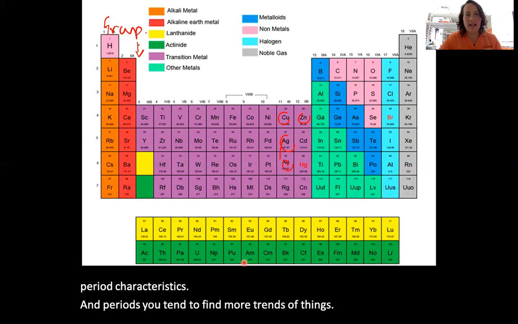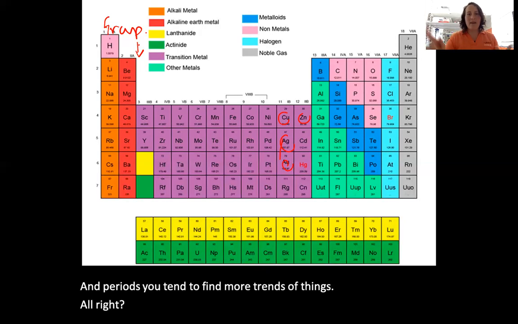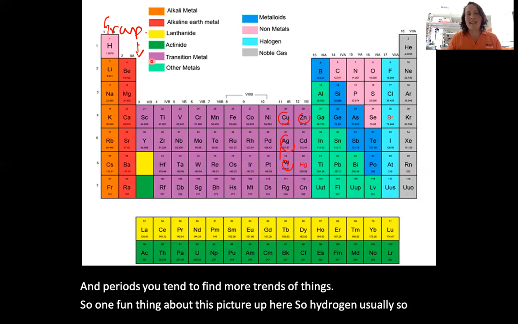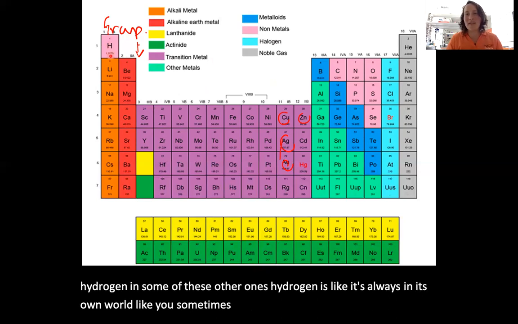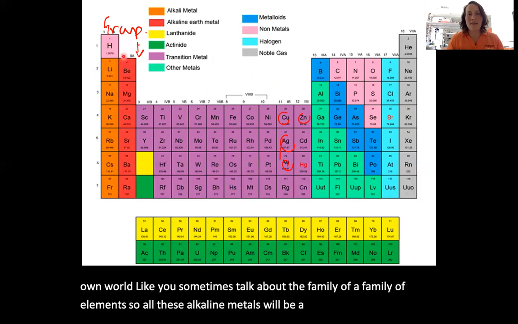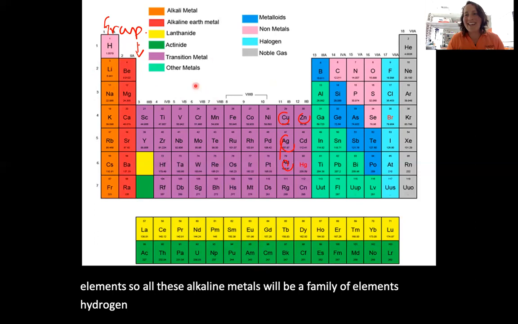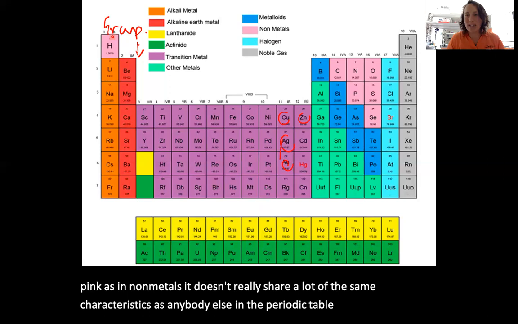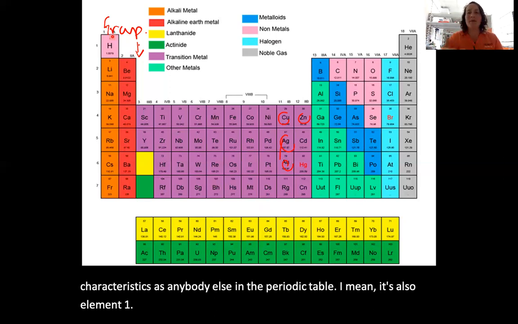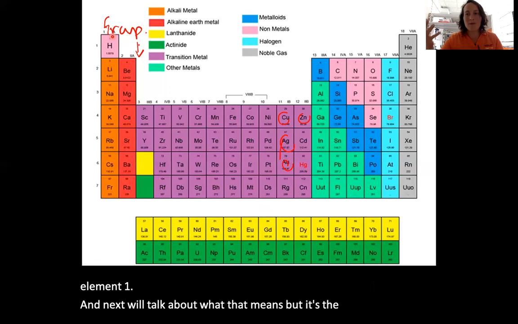One fun thing about this picture up here. Hydrogen is always in its own world. You sometimes talk about a family of elements, so all these alkali metals will be a family of elements. Hydrogen is just super unique, and even though it's colored pink and is in non-metals, it doesn't really share a lot of the same characteristics as anybody else in the periodic table. It's also element 1, and next short we'll talk about what that means, but it's the very first element. It's the most basic element.